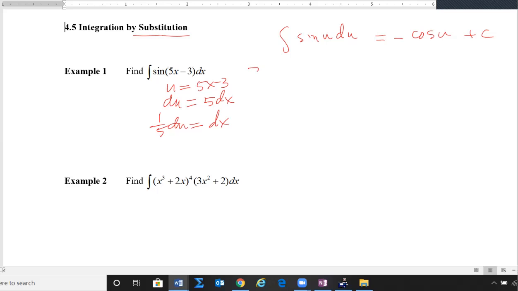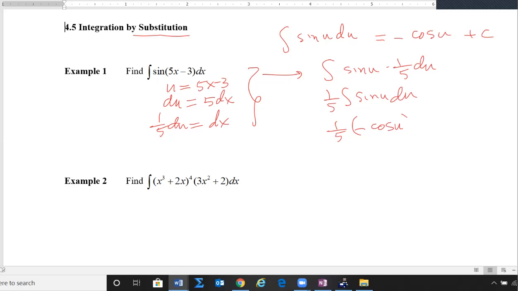Now, that means that we can transform this integral to become this. Sine of u, and I have times 1/5 du. So that's 1/5 sine of u du. So I'm ready to go then. I know this is going to be a negative cosine of u plus a constant. So it's negative cosine of u over 5.